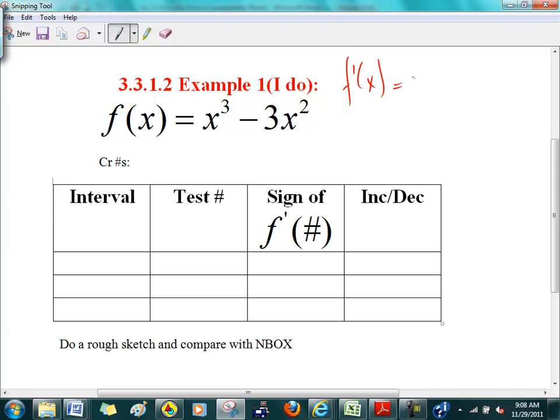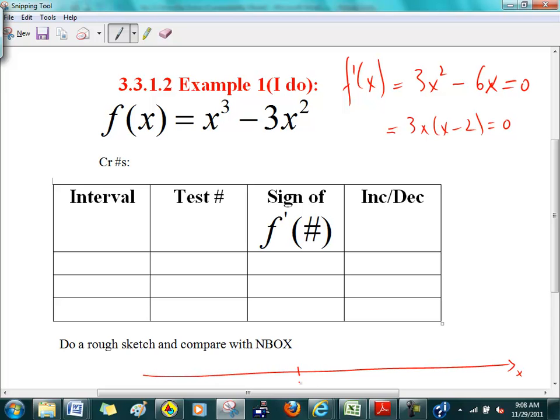Someone help me out. Minus what? Minus 6x. And then what do we need to do? Set it equal to 0. So we need to factor this. And your critical numbers are 0 and 2. So once you get the critical numbers, you want to put it on the x-axis.